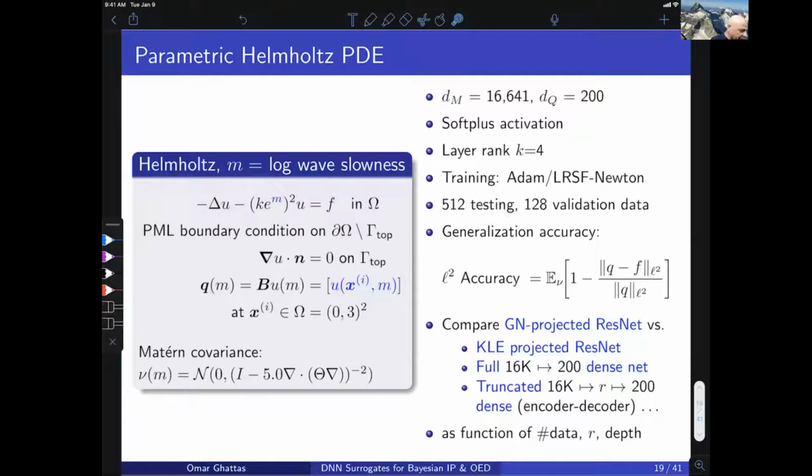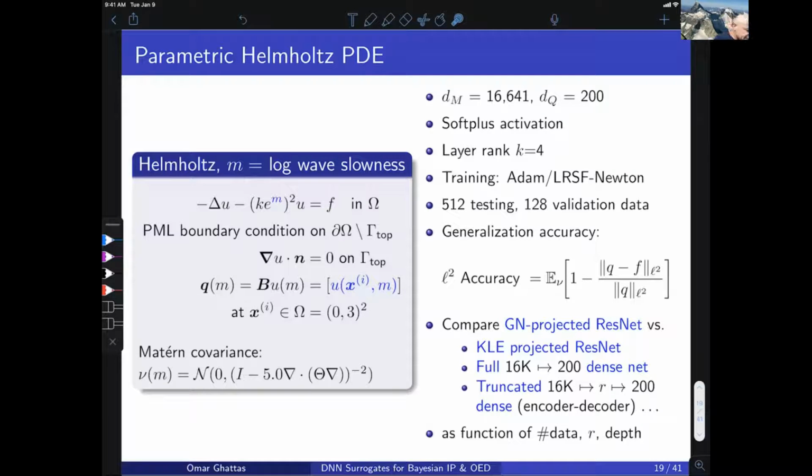All right, so here's an example. This is a Helmholtz problem. So it's 16,000 parameter dimension. So yeah, not massive, but large enough to expose the challenges. We're going to observe the scattered wave field at 200 observers along the top surface. So this model is a seismic inversion experiment. Soft plus activation. The inner layer in the nonlinear resonance is only 4.